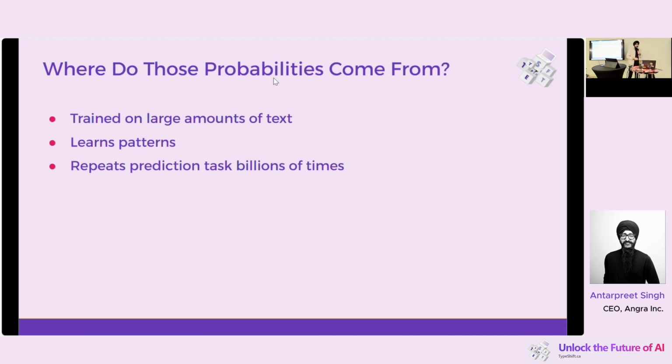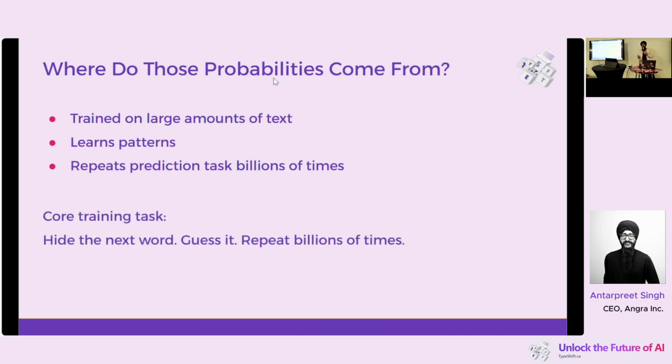And it just keeps on repeating these prediction tasks billions of times. So that's why it takes a lot of time to train a model or to do all this processing, and you need a lot of computing power as well, because you need that big of a memory to process it. And then the core training task: whenever you train a model, the main thing being focused upon is that they will hide the next word from the model and ask it to try to guess the next word. And just repeat that billions of times until it gets it right. And it will keep on doing that for billions of different entry points.